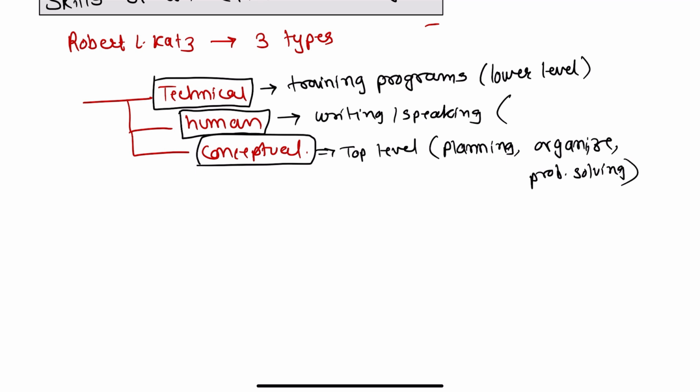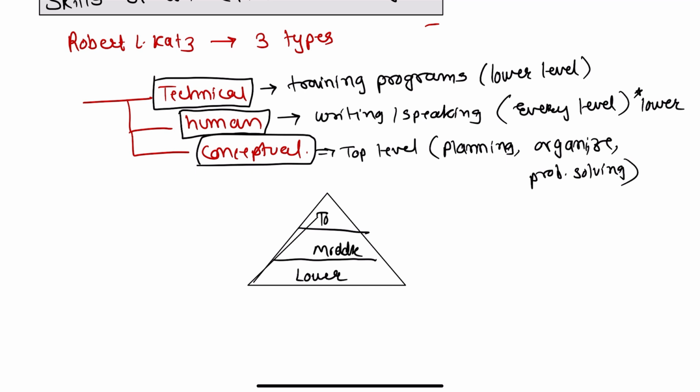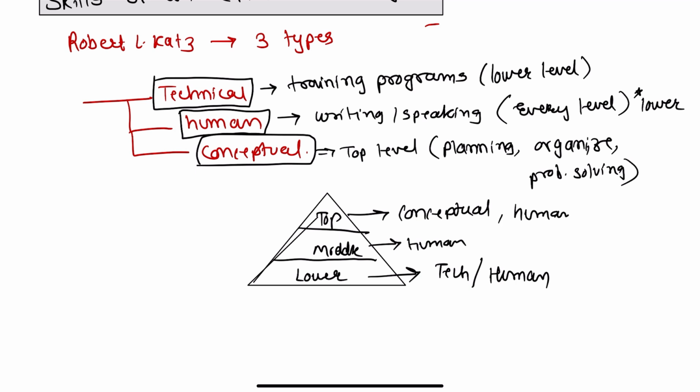Now, this skill is essential at every level of management within the organization, but it is particularly important at lower levels, where the supervisor has frequent contact with operating personnel. So you can say it like this. This was our lower level, middle, and top level. Correct. Here you require technical skills as well as human. Here you require conceptual. Here again you require human.